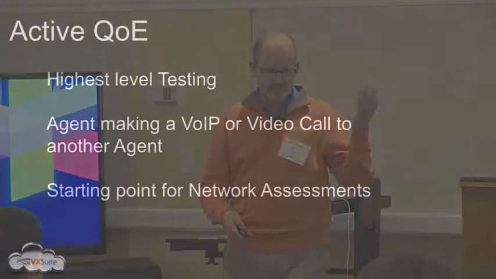Okay, so VXPulse, we're going to go through active QoE, bandwidth, ping, traceroute, passive QoE, and other SNMP metrics that you might want to take a look at. So now we understand the number of calls that we need to architect to.